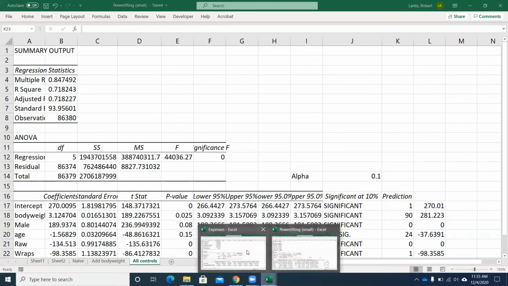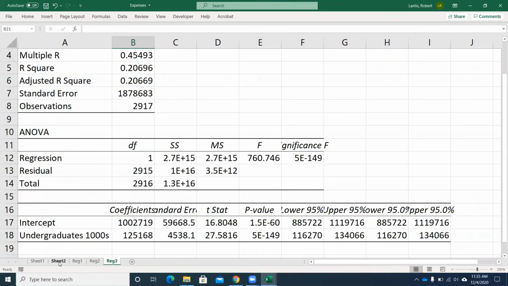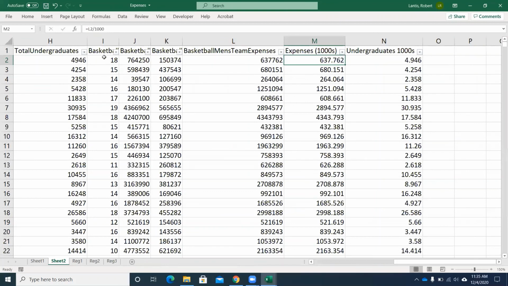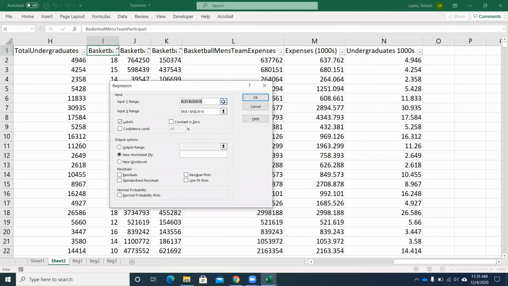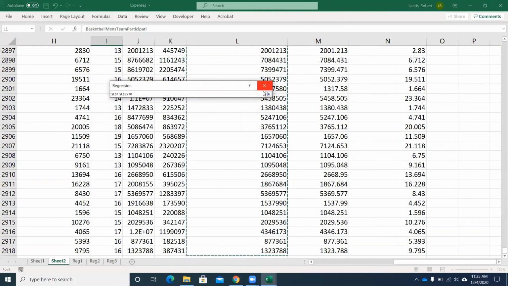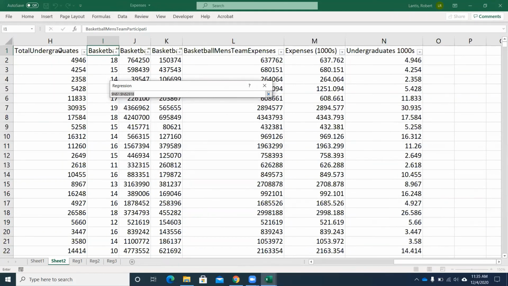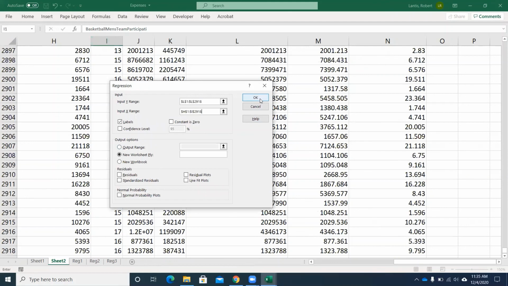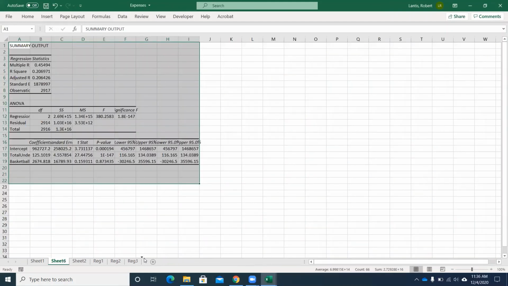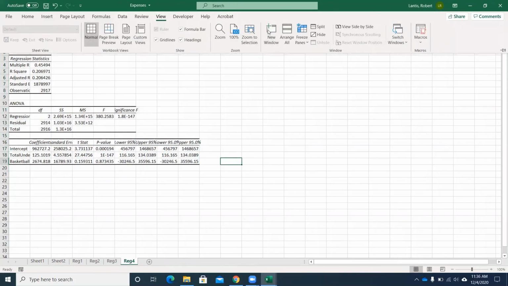Now, we could look at this same thing with expenses, right? I just hadn't included any additional controls. So let's say we want to do, I don't know, this probably isn't going to make a ton of sense, but we can do it. Let's say I want to use team expenses as my y variable. For the x variable, we're going to do total number of undergraduates, and then this variable is the number of students in the basketball program. So we'll hit OK, get this fourth regression, call this Reg 4.